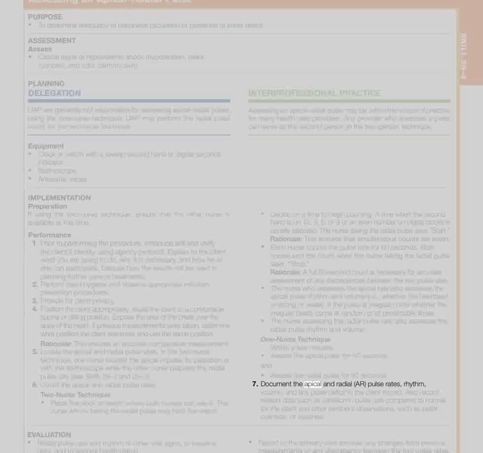7. Document the apical and radial (AR) pulse rates, rhythm, volume, and any pulse deficit in the client record. Also record related data such as variation in pulse rate compared to normal for the client, and other pertinent observations, such as pallor, cyanosis, or dyspnea. Evaluation: relate pulse rate and rhythm to other vital signs, to baseline data, and to general health status. Report to the primary care provider any changes from previous measurements, or any discrepancy between the two pulse rates. Purpose: to determine adequacy of peripheral circulation or presence of pulse deficit.